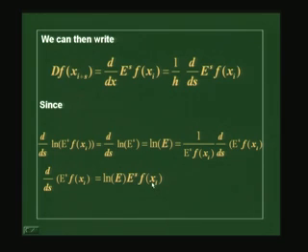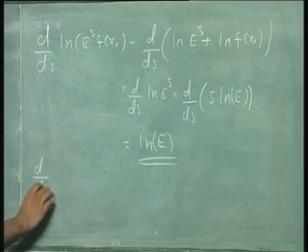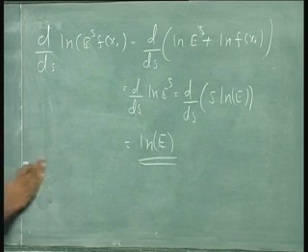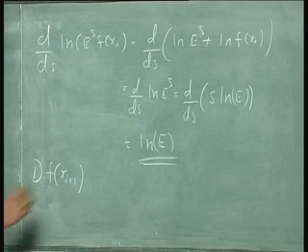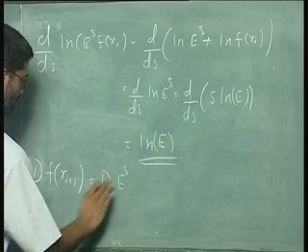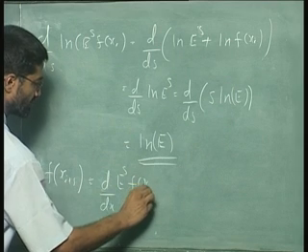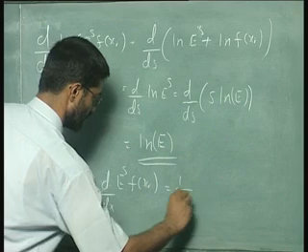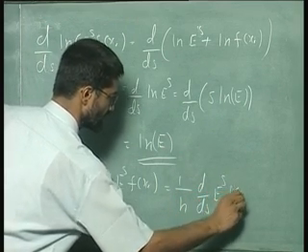Okay, so let's write this. We are saying that D of f of x_i plus s we will write as D acting on e to the power of s, that is d by dx of e to the power of s f of x_i. And we wrote that as 1 over h times d by ds of e to the power of s f of x_i.